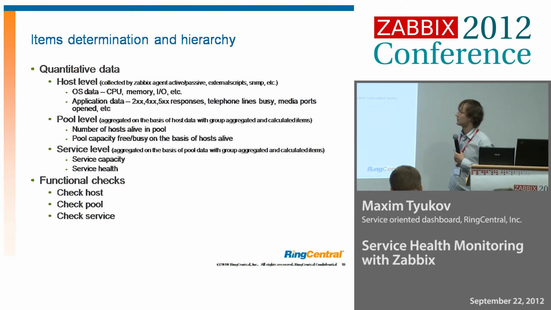I'll begin with functional checks. Both of them can exist on all levels. Currently in RingCentral we use functional checks on a host level. The main purpose of functional checks on a host level is to verify that the host and the application on it are operational. For example, for a web service, it can be a simple script that requests some URL and checks the response: is it 200 or 404, for example.